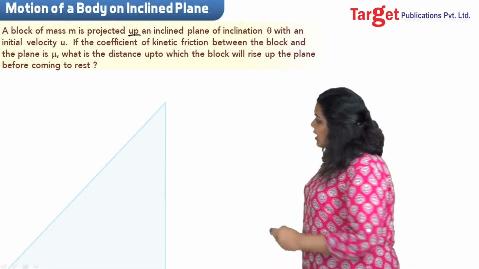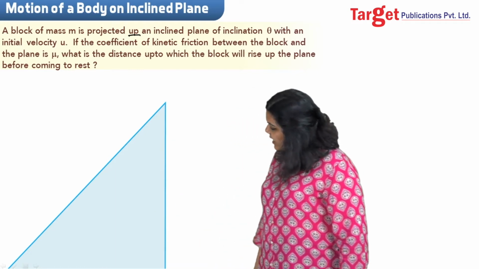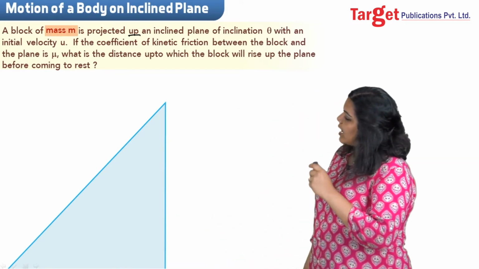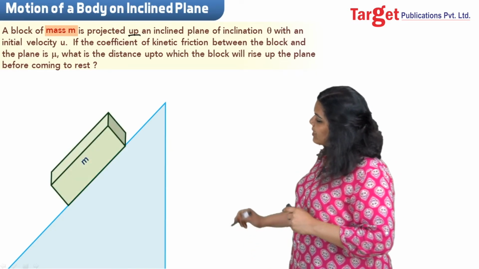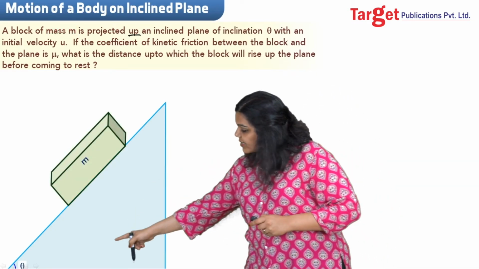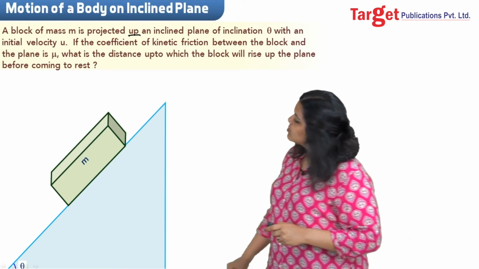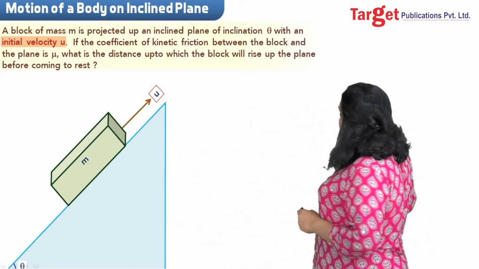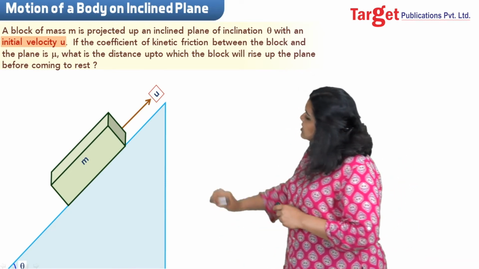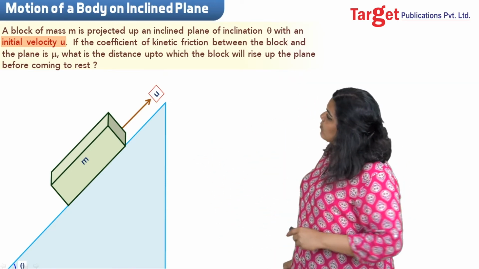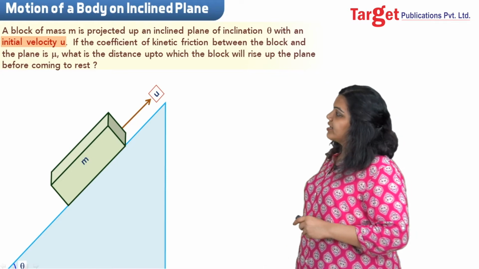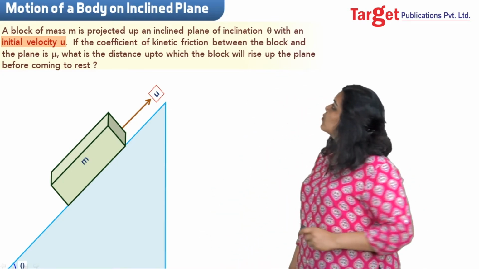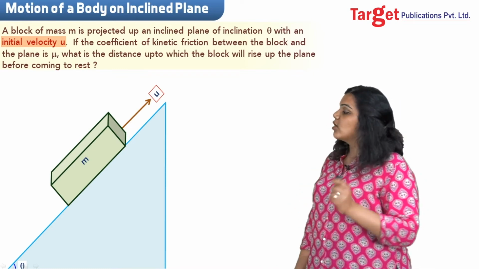Okay, so let's start. I have been given an inclined plane, and I have been told that there is a mass m, a block of mass m, placed on this inclined plane of inclination theta, and this block has been given an initial velocity u. These are the known facts. I'm also told that the coefficient of kinetic friction is mu, and we have been asked what is the distance up to which the block will rise up the plane before coming to rest.